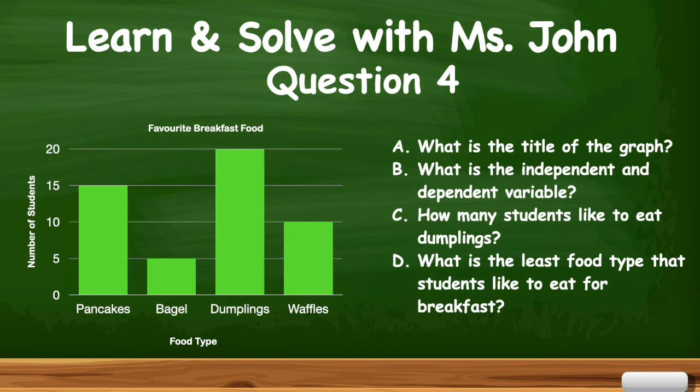Question number 4. We're going to answer these questions using the image on the left side. So what is the title of the graph? What is the independent and dependent variable? How many students like to eat dumplings? What is the least food type that students like to eat for breakfast?